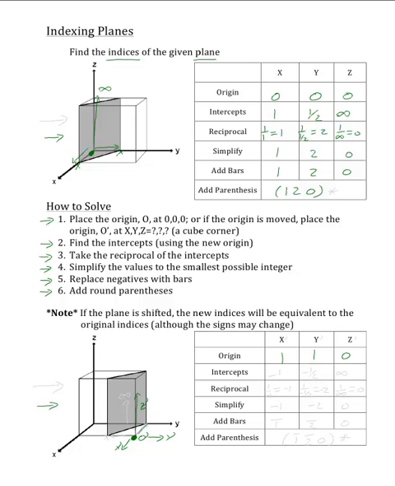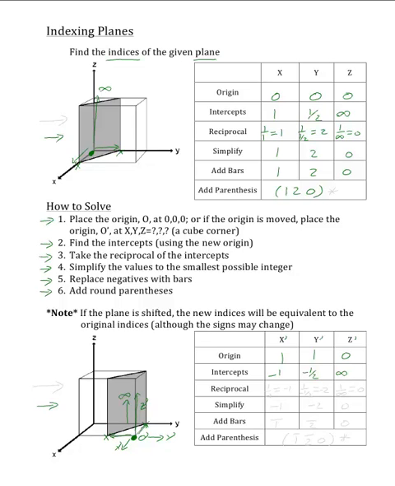Now our next step is to find the intercepts. So to find the new x' intercept, we will go to the new origin, O', and travel along the x-axis until the plane intercepts it, which it does right here at -1. To find the new y-intercept, we will start at the new origin O' and travel along the y-axis until the plane intercepts it, which is right here at -1/2. And to find the z-intercept, we will start at the new origin and travel along the new z' axis until the plane intercepts it, which as you can see it never does, so we can say the intercept is infinity.